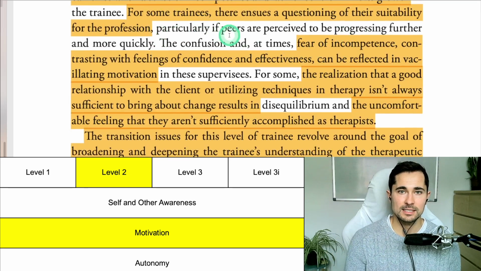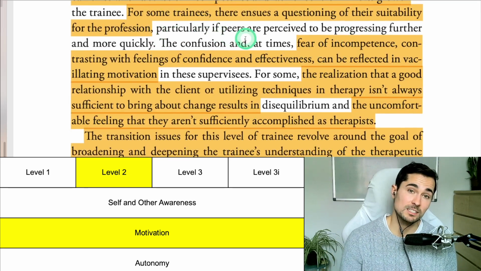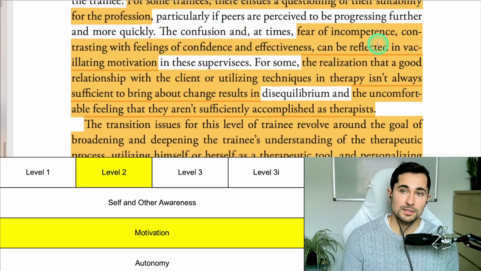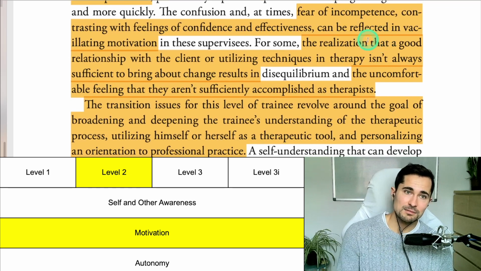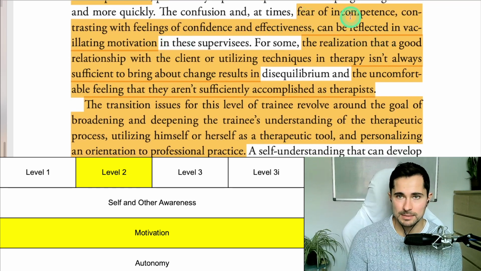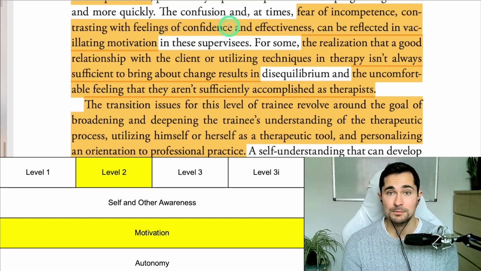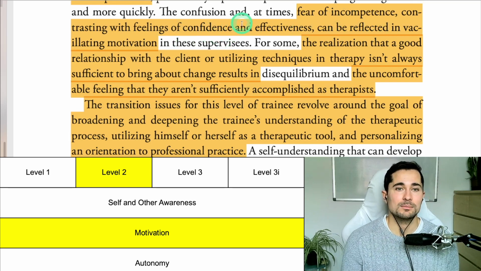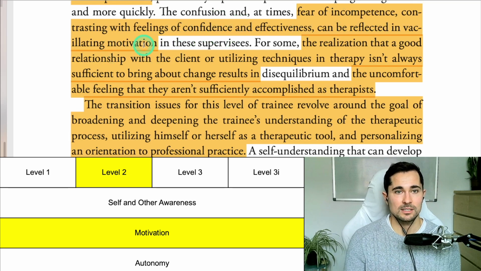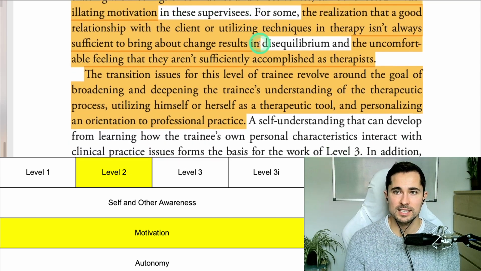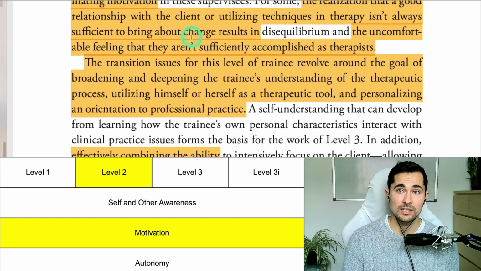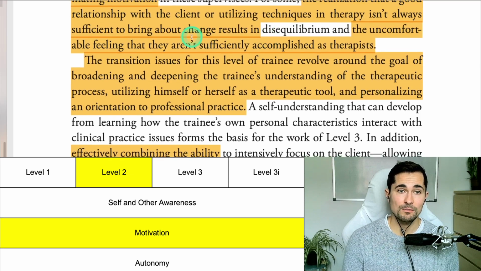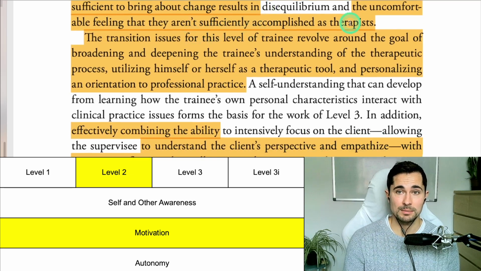For some trainees, there ensues a questioning of their suitability to the profession. Fear of incompetence, contrasting with feelings of confidence and effectiveness, can be reflected in vacillating motivation. So sometimes I'm feeling incompetent, sometimes I'm feeling confident and effective, and my motivation adjusts relative to this. This realization that a good relationship with a client or utilizing techniques in therapy isn't always sufficient to bring about change results in the uncomfortable feeling that they aren't sufficiently accomplished as therapists.